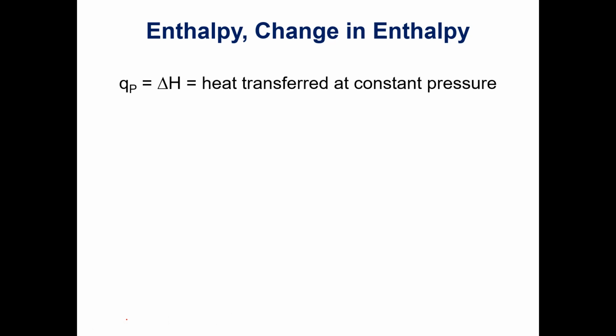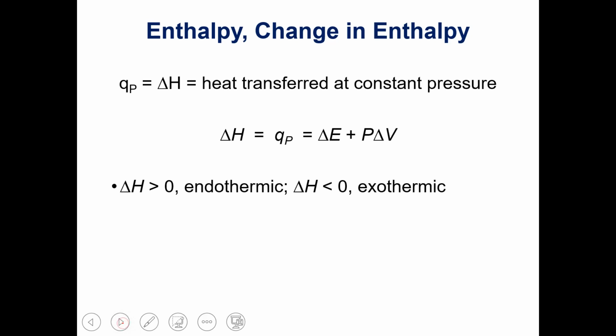Sometimes we refer to this delta H also to kind of mean heat. So when we're doing this at constant pressure, Q is equal to delta H. So this kind of relates the equations that we've talked about already. So just like our other quantities, when the reaction is endothermic, delta H is positive. When the reaction is exothermic, delta H is negative.